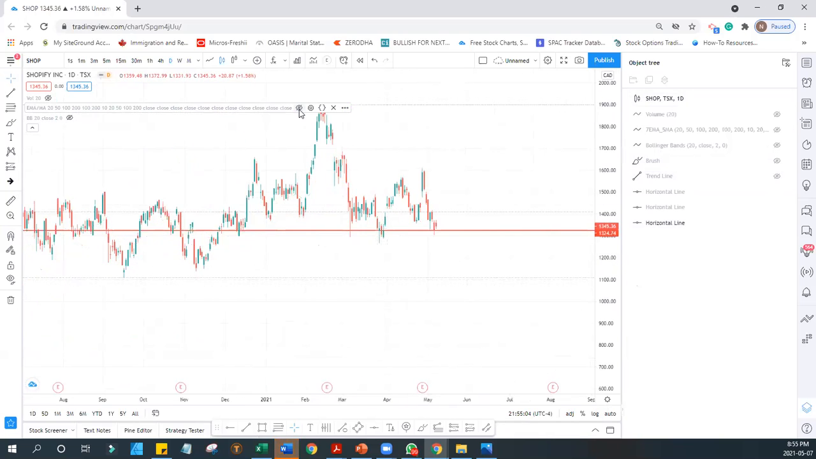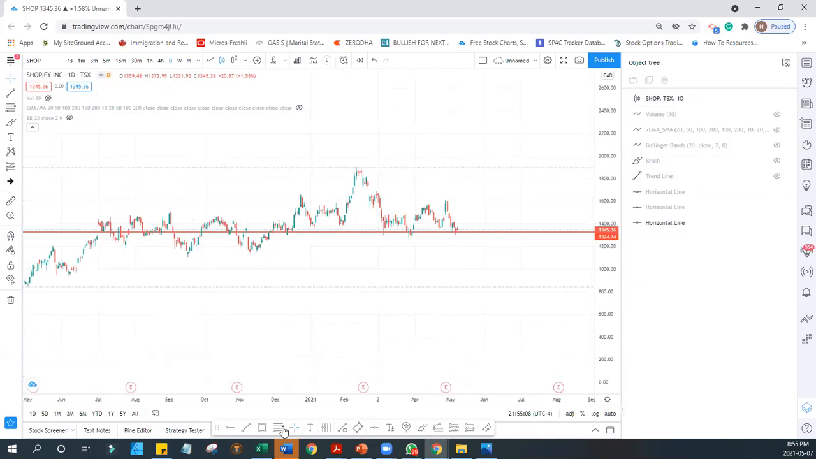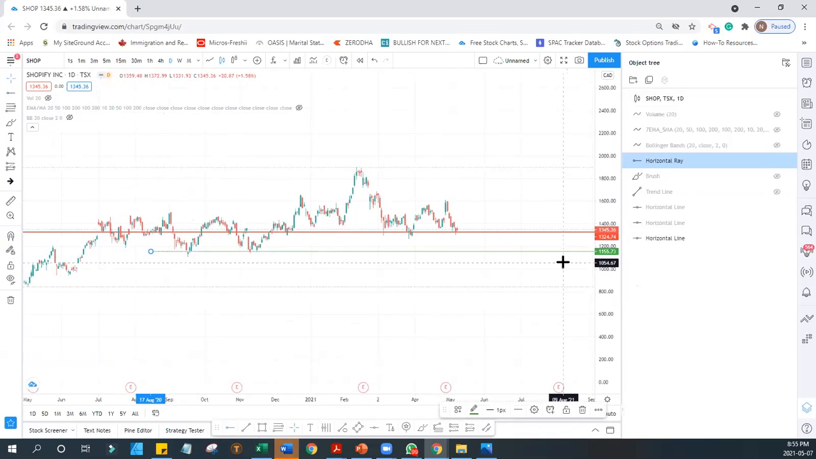Now if you see, you might see this level, 1155. Do you have a big lot or a small quantity? Small quantity.